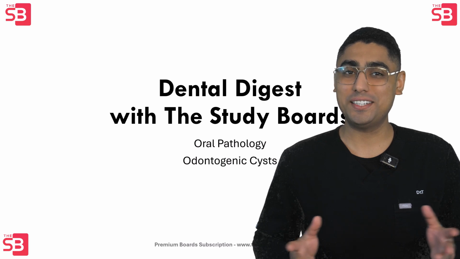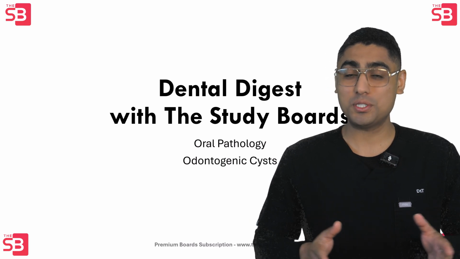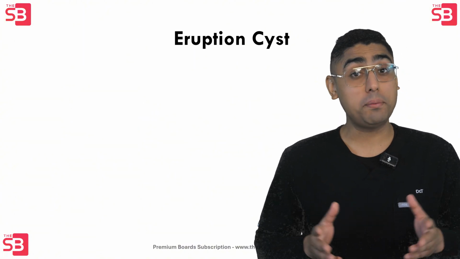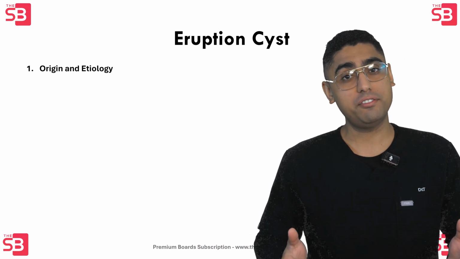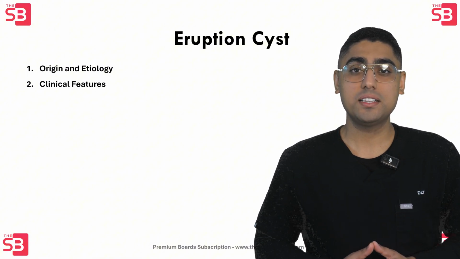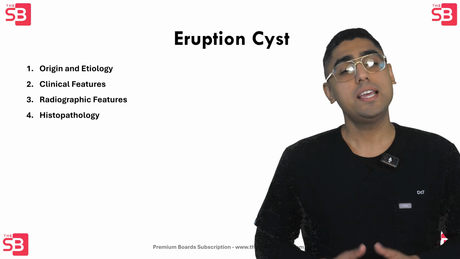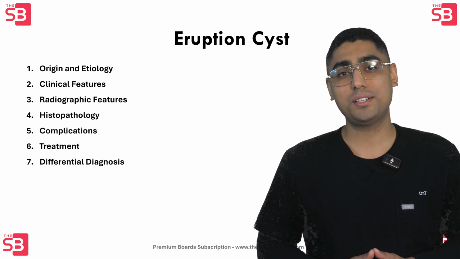This is Dr. Trehan and today we will be exploring another type of odontogenic cyst known as eruption cyst. So let's get started. Now we are going to break down everything about eruption cysts step by step. First we are going to look into its origin and etiology, followed by their clinical features. Then we are going to discuss how they appear radiographically, what their histopathology reveals, and then the complications that may arise. And finally, we will cover their differential diagnosis and treatment.